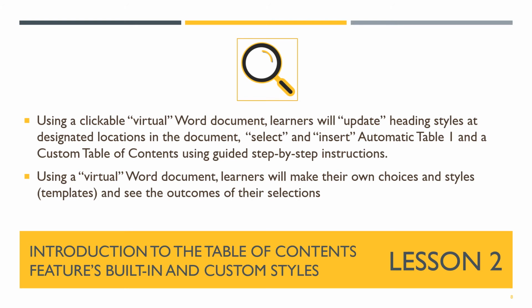In the second lesson, learners will take an active role by making changes to a clickable virtual document to update heading styles and insert a table of contents using step-by-step directions. Learners will receive immediate feedback if they click or select something incorrectly or out of order.